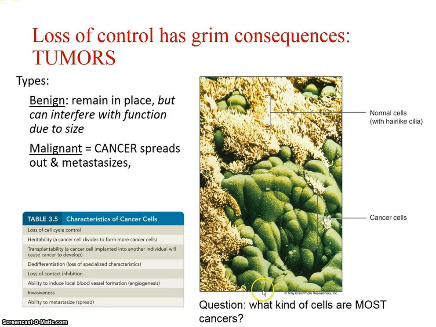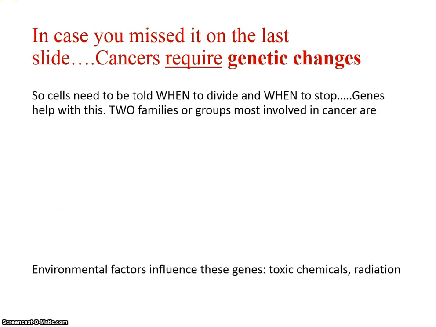You're not often going to see a neural or a muscle cell origin for cancers. So it does happen, but it's not as common as epithelial cells. So I said, in case you missed this on the last slide, cancers do require genetic changes. So the cell needs to be told when to divide and when to stop, and genes help with this.